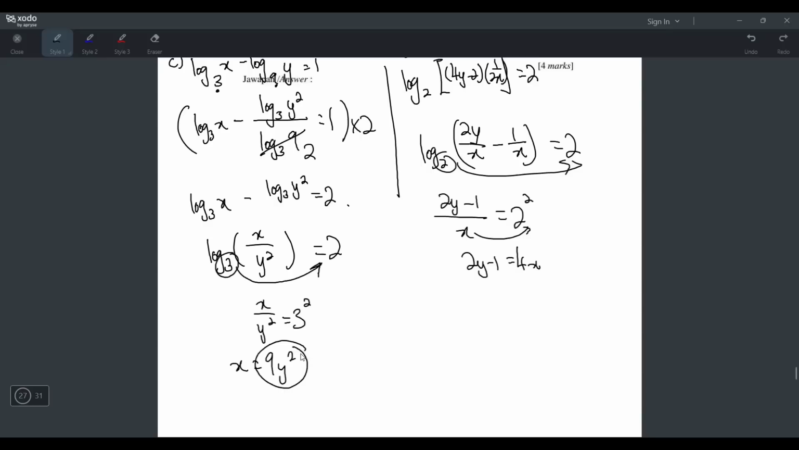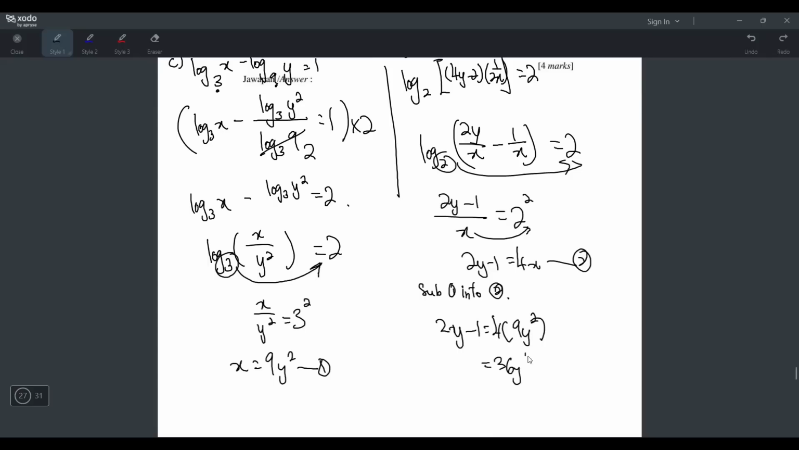Okay, now you can do substitution. Finally I see the way already. So this one is equation 1, this one is equation 2, and then substitute equation 1 into 2. So it becomes 2y minus 1 equals 4x, x is 9y square. So 4 times 9 is 36y square. And since the y square is already positive, I don't want to move it here, because if I move it here, it becomes negative. So instead I move the 2y over, becoming minus 2y, and minus 1 becomes plus 1. And then press calculator, and hopefully I get the y answer, and then we will substitute back to find x.